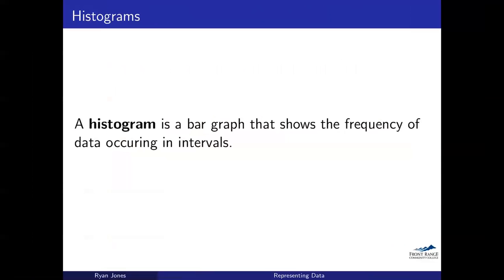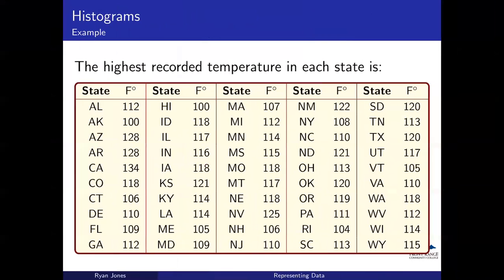And this is the same thing with a histogram versus a bar graph. A bar graph is great in certain cases, but also a histogram works better than a bar graph in others. They look very similar, but a histogram is going to be a bar graph where we're looking at the frequency of data in intervals. So let's go back and let's look at this example. So we've got these highest recorded temperatures in each state.